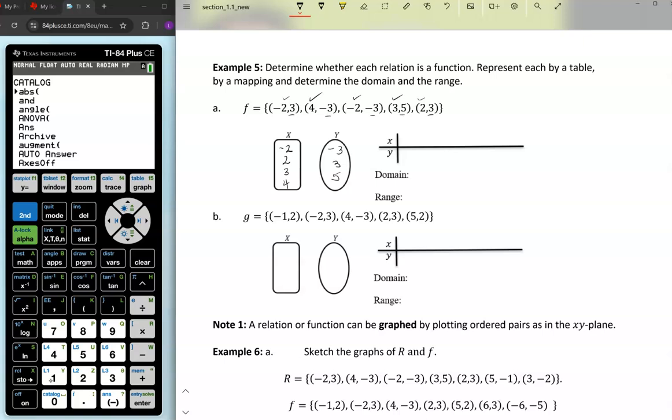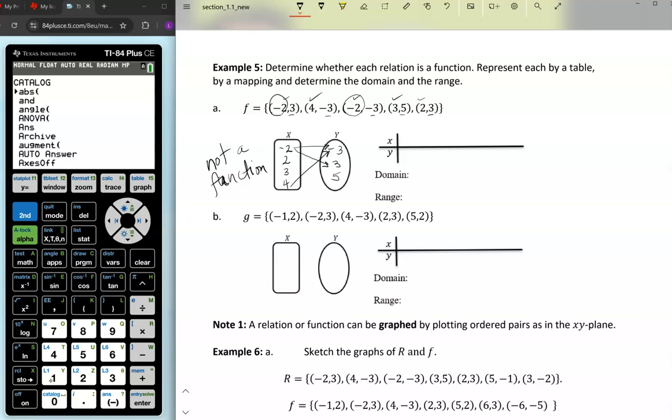Okay, so we have our inputs and our outputs entered. Let's start mapping them now. -2 goes to a 3. 4 goes to a -3. -2 goes to a -3. And that's where, right there at that point where you have two arrows coming from one of your x values, you can say not a function. Of course, you could have said it above as well when you were looking at the inputs, and you noticed that -2 repeated right there. When the x repeats, it's not a function.